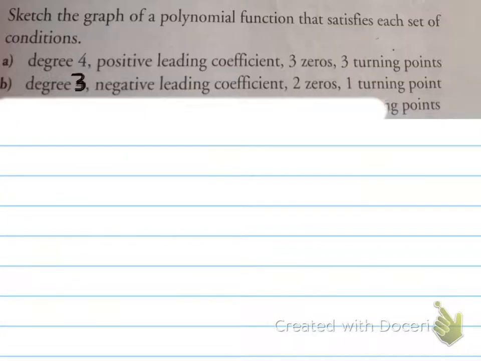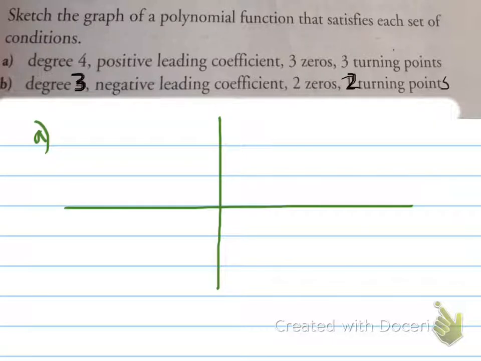All right, and let's look at an example. Sketch the graph of a polynomial function that satisfies each set of conditions. So we need to draw a parabola with degree 4, sorry, not a parabola, but a polynomial function with degree 4, positive leading coefficient, 3 zeros, and 3 turning points. So let's look at the following. We want to draw a graph that has those conditions, all right?